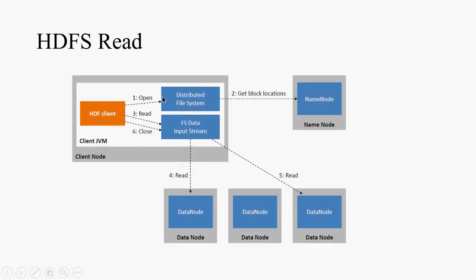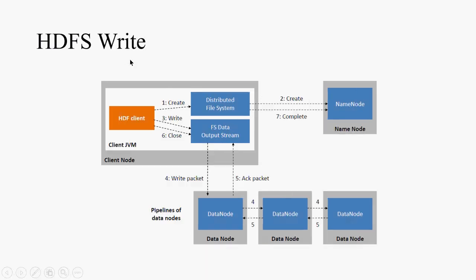The client raises an open request to the distributed file system, and the distributed file system communicates to the name node to get the location of the file. Once the file location is obtained, the read request is raised through the FS data input stream to the proper location. The read is done, and when the end of file is read, the file can be closed. This is how the read operation is done in the Hadoop distributed file system.